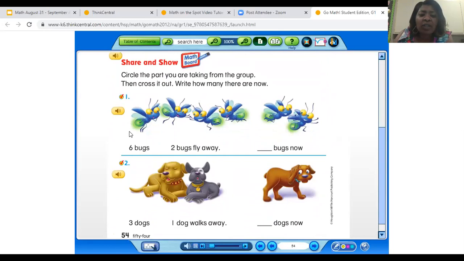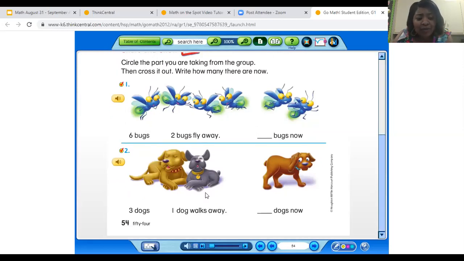There are a total of 6 bugs across. Now what do we see right here? 2 of those bugs are flying away. So what I would do, I would go ahead and cross those 2 out because they are no longer there. They are flying away. So how many bugs are still there? How many bugs are there now? Well, let's see. 1, 2, 3, 4. So there are 4 bugs there now.